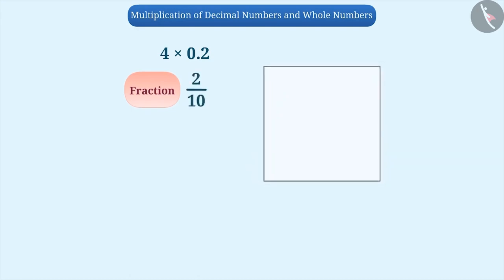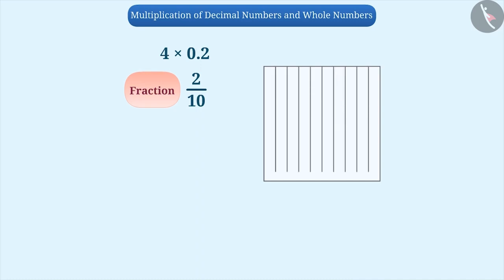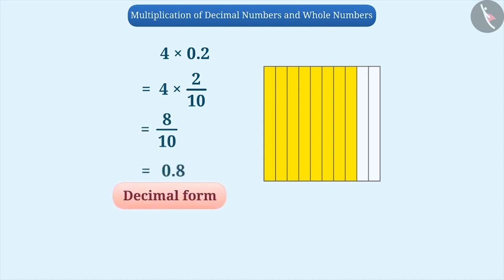Let's find the result of 4 multiplied by 0.2. The decimal number 0.2 can be represented as a fraction as 2 by 10. This shows that if we consider 1 square as a unit, then 2 parts out of 10 equal parts are 2 by 10. Since 0.2, which is 2 by 10, is repeated 4 times, we will repeat these 2 parts 4 times. From this, we get a total of 8 shaded parts out of 10. Hence, the total shaded part will be 8 by 10. We represent it in decimal form as 0.8.